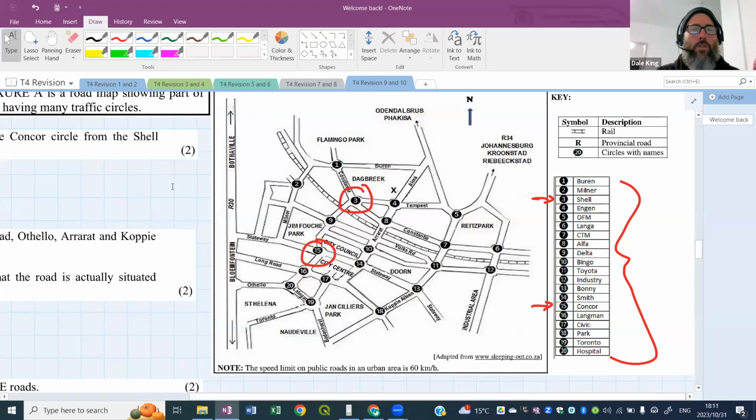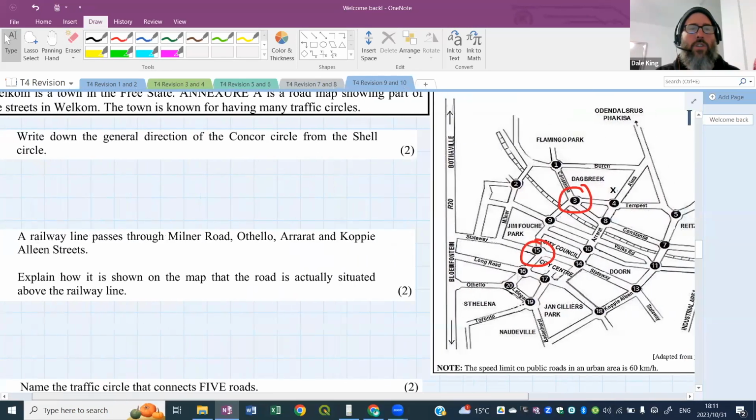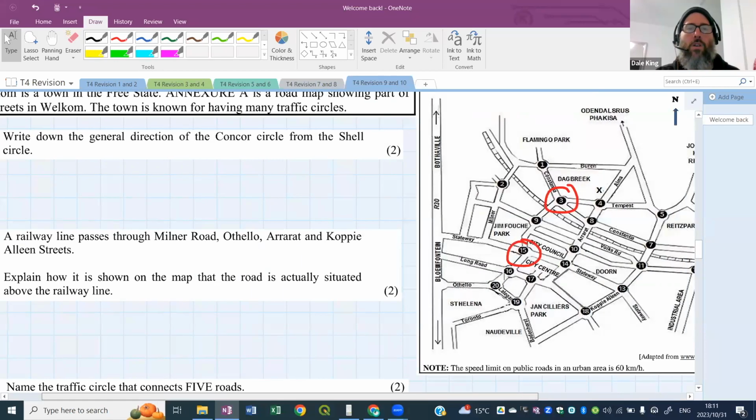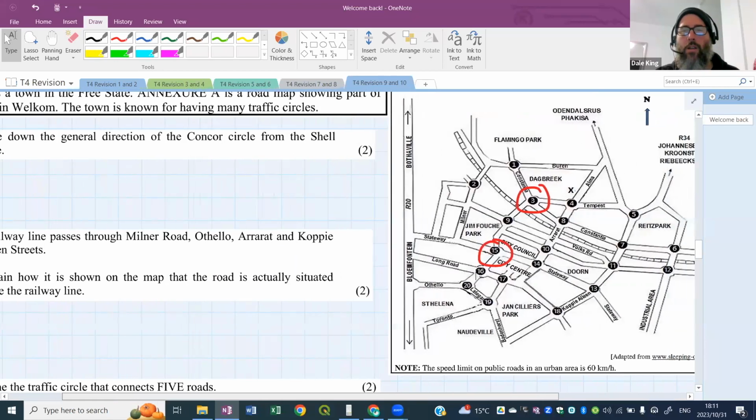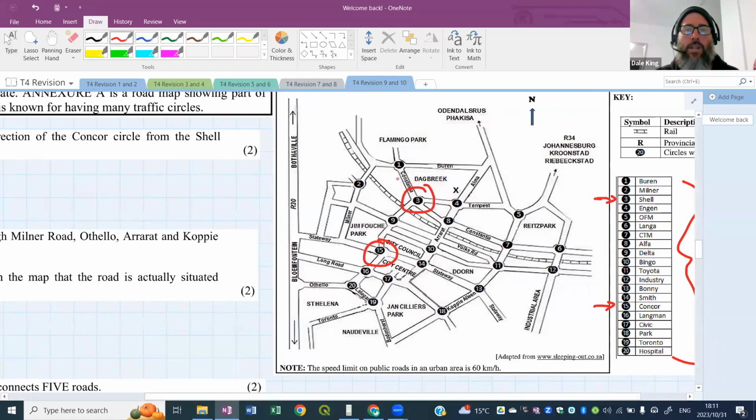Now I'm going to scoot over to the left a little bit because I want to read the question again one more time. The wording is important. It says, write down the general direction of the concourse from the shell. Shell is 3. I'll put an S here for shell, and concourse is 15. What is the direction of concourse from shell?